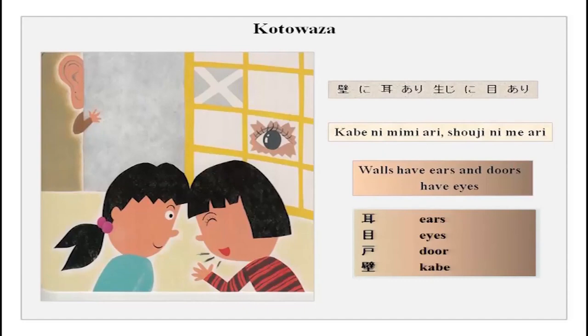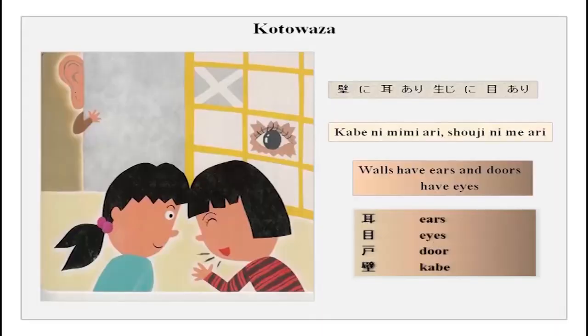And because they are paper, whatever is said in one room could be easily heard outside, could be misconstrued, could be presented in a different manner completely. So, thus one has to be very, very careful, one has to be very sure of what they are saying, one has to be private, as it could be misconstrued. So, kabe ni mimi ari, shoji ni me ari. Now, you will see what shoji is right here after the proverb.